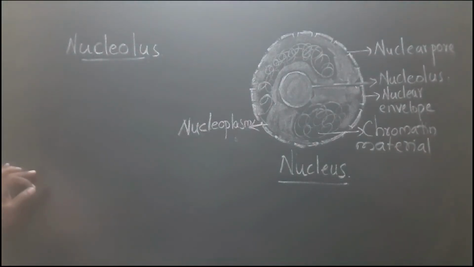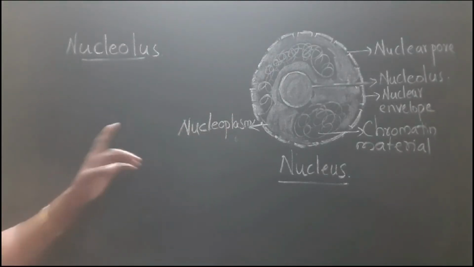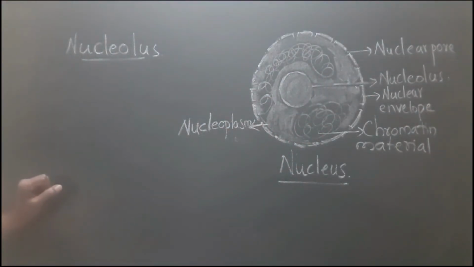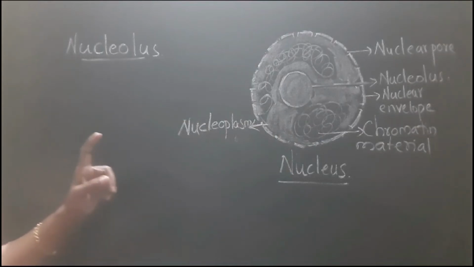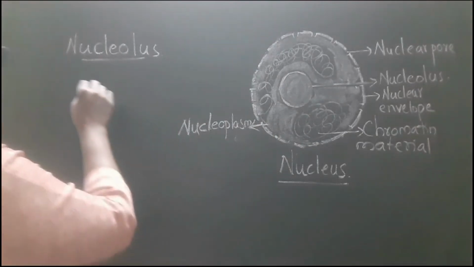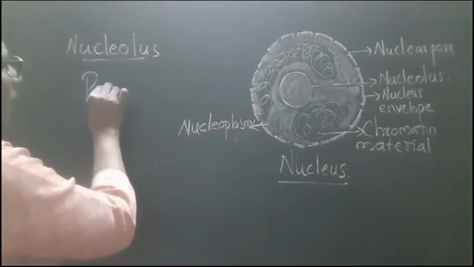Inside the nucleoplasm, there is nucleolus. This nucleolus is spherical in shape and it is present in the nucleoplasm. It is rich in protein and RNA.